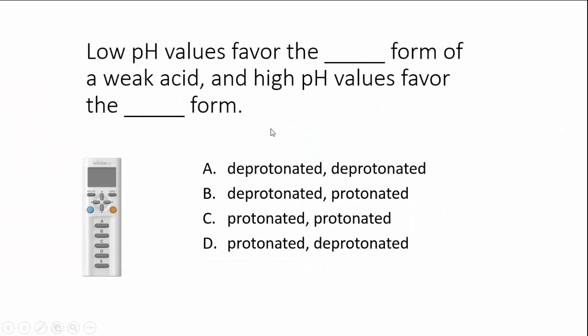This is the type of question that I like to use in class when I'm using clickers and I've just freshly introduced this type of information.